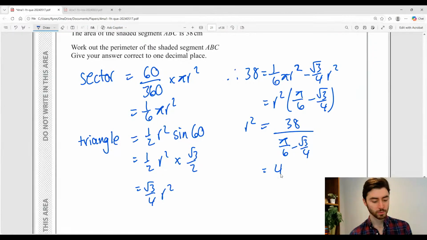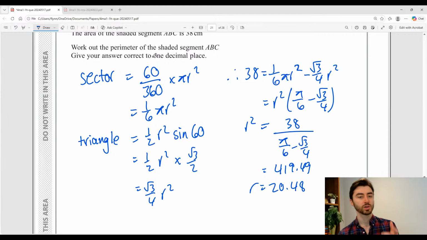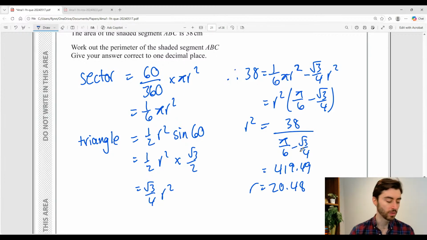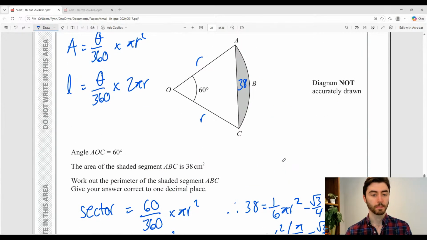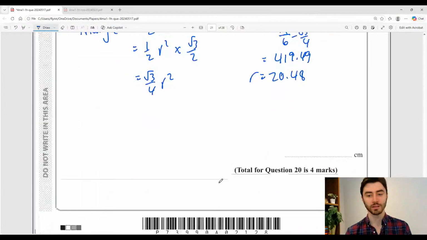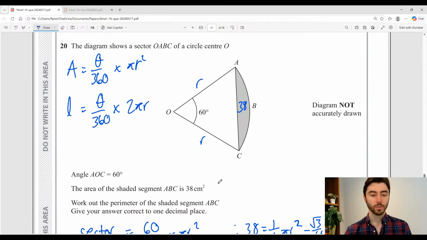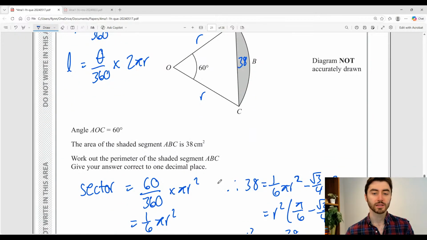This R squared would be 419.49. And R is the square root of that, which is 20.48. Again, I want my answer correct to one decimal place, which means any answer on the way should be at least 2 decimal places to ensure accuracy. So I have my R, and I need to work out the perimeter of the shaded segment. This is a lot of steps. Work out the perimeter of the shaded segment ABC.